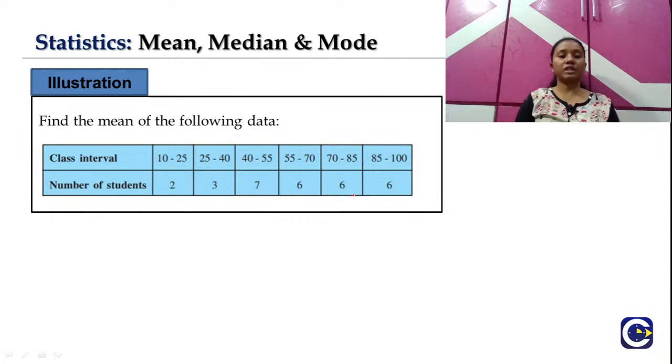So in order to solve this class interval type of questions, what is the first step, guys? We have to find the midpoint of the class interval. So go by that first. That means this 10 will be our lower class limit and 25 will be our upper class limit. So you just find the average of these two.